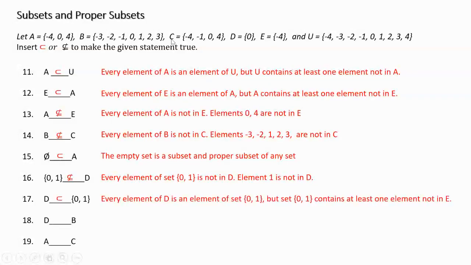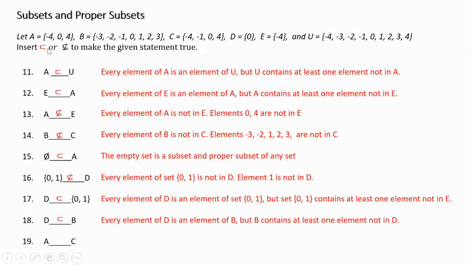Let's look at D and B. D is the set with element 0, and B is the set with -3, -2, -1, 0, 1, 2, and 3. If you notice, the 0 is also in set B. So this will be the first symbol, because every element of D is an element of B, but B contains at least one element not in D.